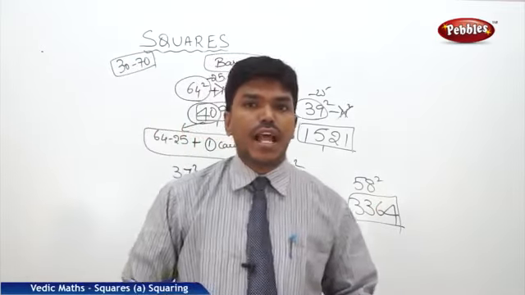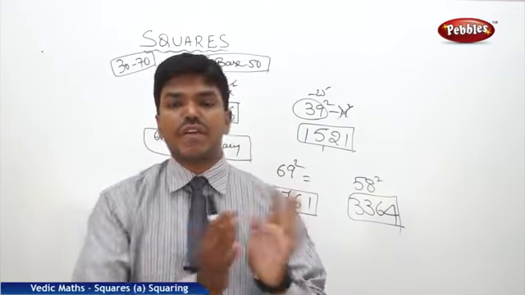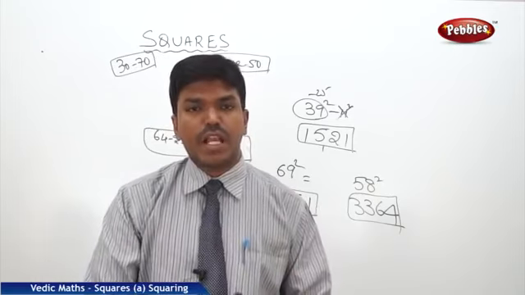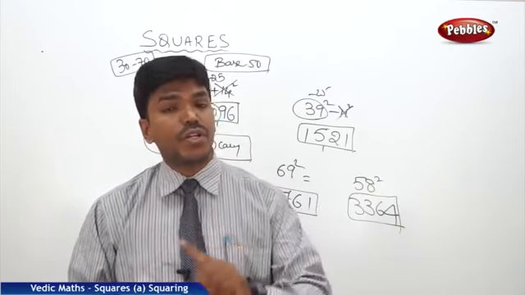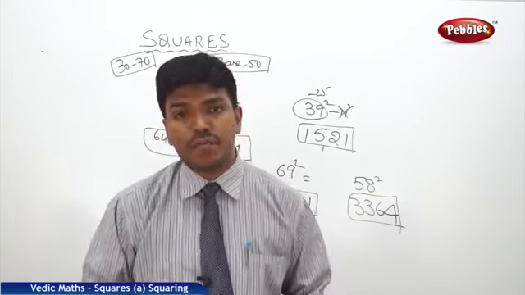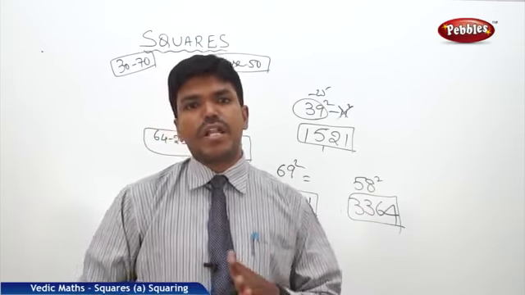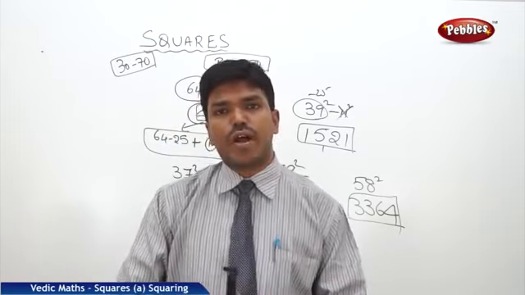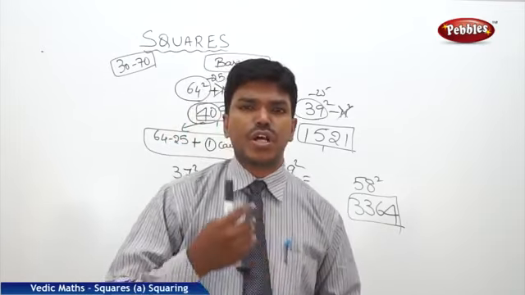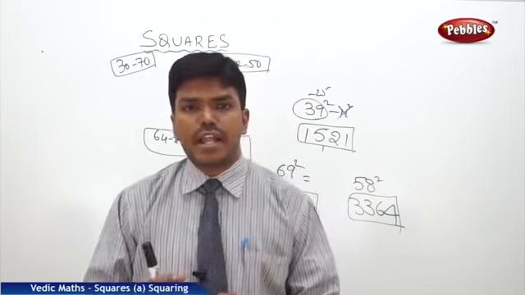Like this, you can calculate squares from 30 to 70 with the help of base 50. But from 70 to 130, we have to take the help of base 100. Okay, now we will extend this topic: how to find the squares of numbers nearer to the bases 10 and 100.